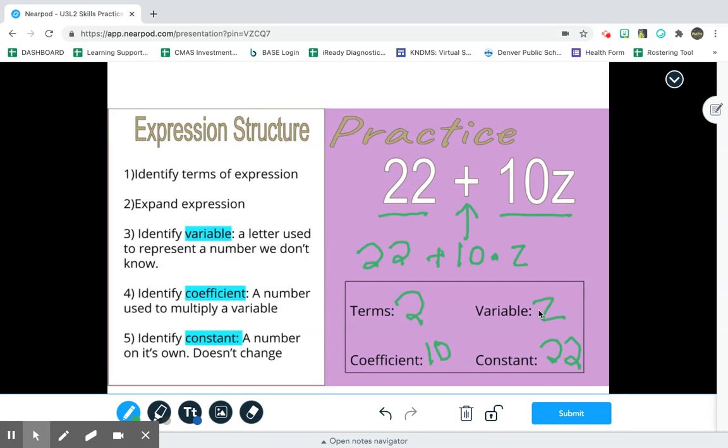So that is the work you'll be doing today. If you need more support, you can just skip to this last part of the video so that you can see again how this works and how you identify each part. This is going to be important because this is the language you're going to be using for the rest of this lesson. You're going to be hearing the words variable, coefficient, and constant. It's really going to help shape your understanding of where they are and how they look in an expression. So this is really important for us to understand to be successful in later parts of the lesson.